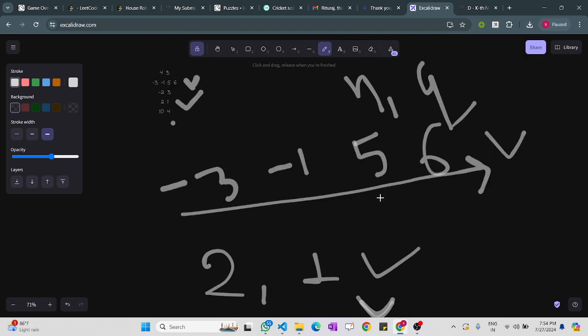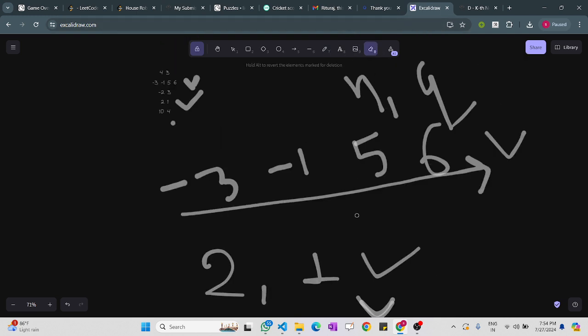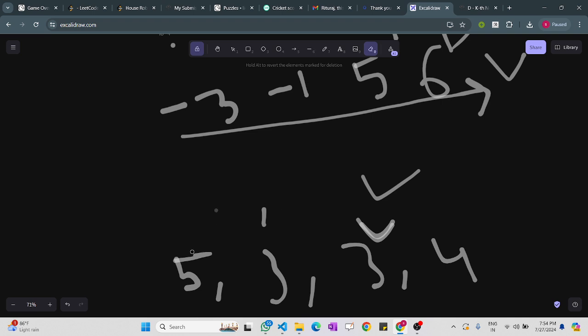And if we talk about 10, 4, then let's compute that also. Let's erase all the things first.